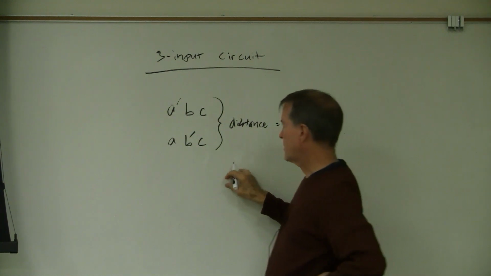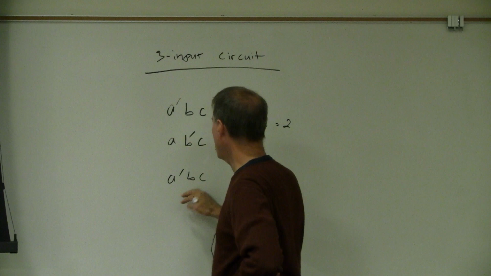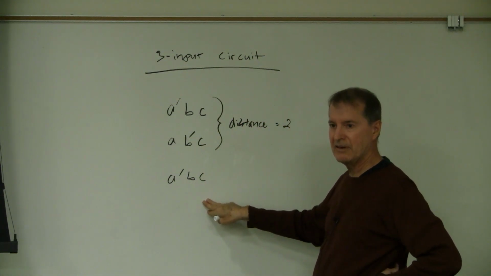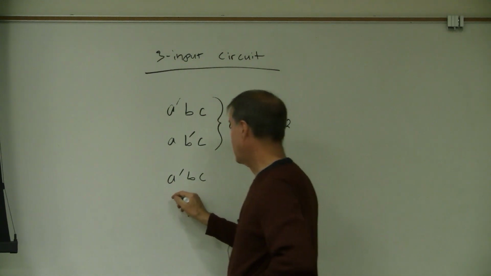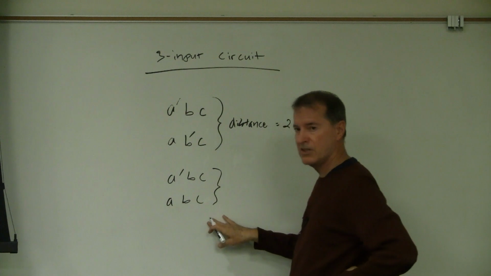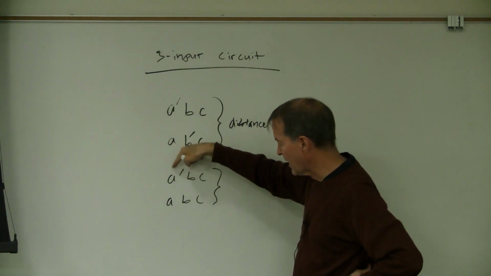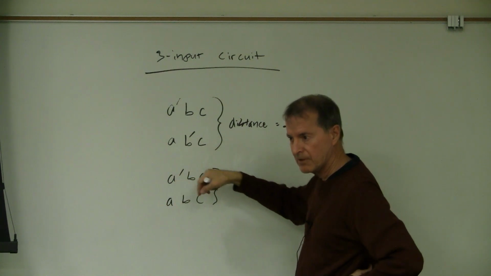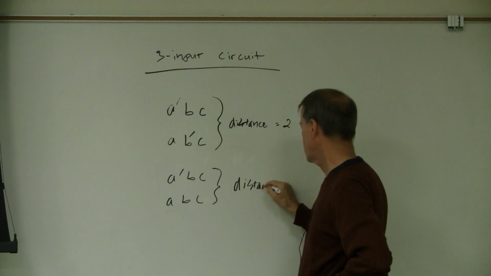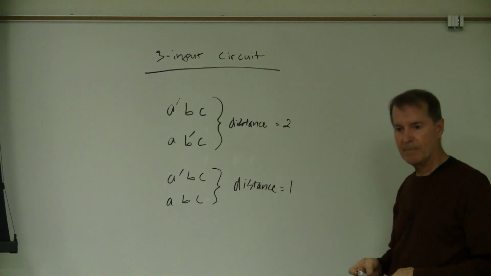Suppose we have A prime, B, C. Can you give me a min-term that has distance 1 from this one? A, B, C is a good example. The distance between these two min-terms is 1. Why is that? It's because they only differ in the A. There's a prime here and not here. Is everybody clear on this? So here, distance equals 1.